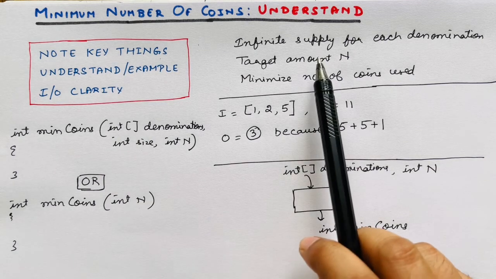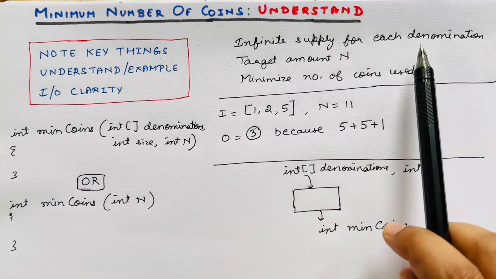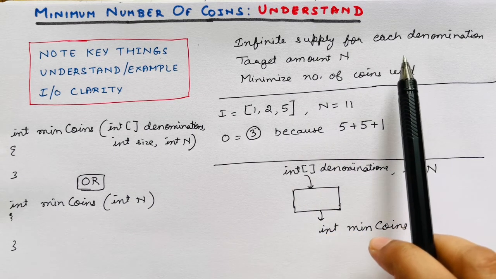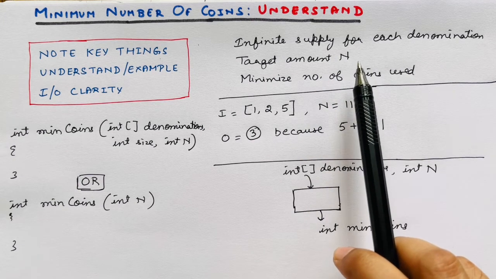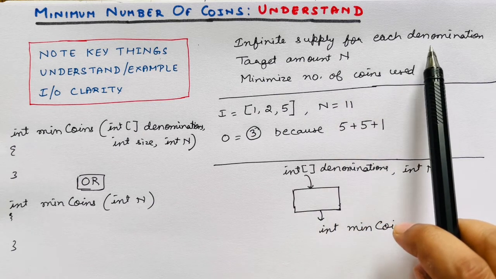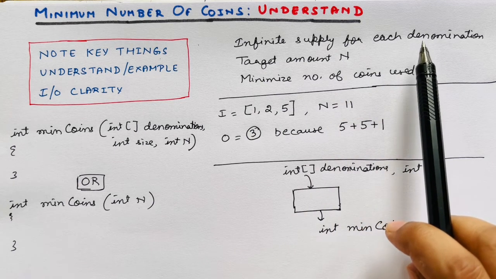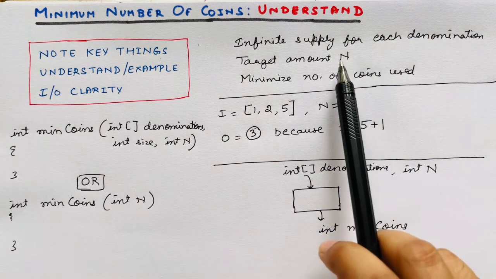Let's start. To begin with, let us first note down the key things given in the question. We are given that we have an infinite supply of every denomination of whatever coins are available to us. We are also given a target amount n, and we have to form this target amount using these denominations. But the constraint is that we have to minimize the number of coins that we use to form the target amount.